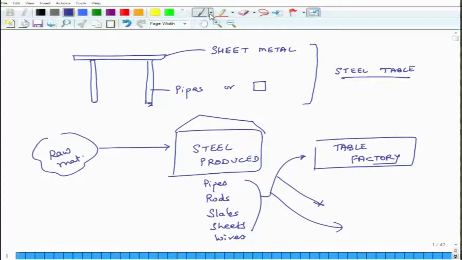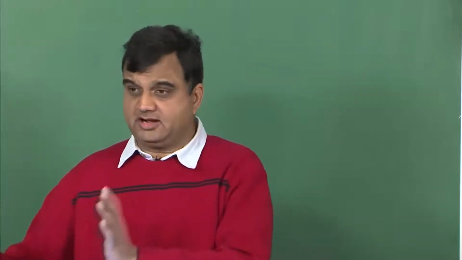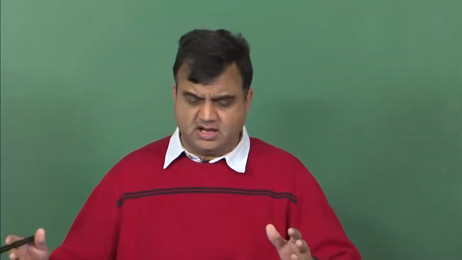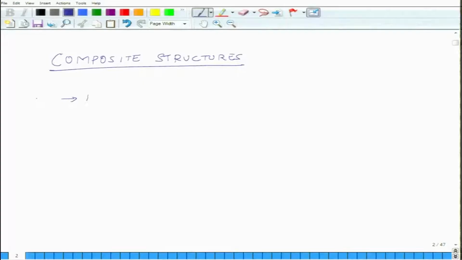Now, in case of composites, it's a little different. So, in case of composite structures, there are several scenarios. In case of traditional structures, material is produced at one stage and the end product is produced at a separate stage. They are in general not produced at the same stage itself. But in case of composite structures, there are several scenarios.